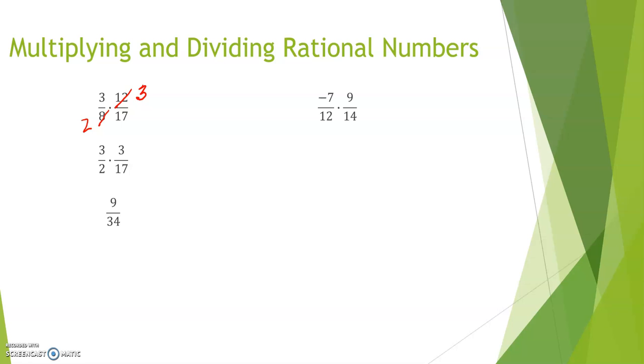-7/12 times 9/14. Again, our first step is to reduce diagonally. -1 and 2. 3 divides evenly into 9 and 12. 3 times into 9. 4 times into 12. Multiply straight across. -3/8.